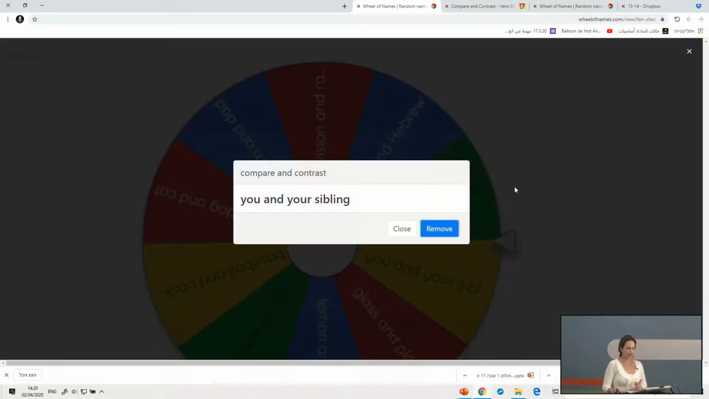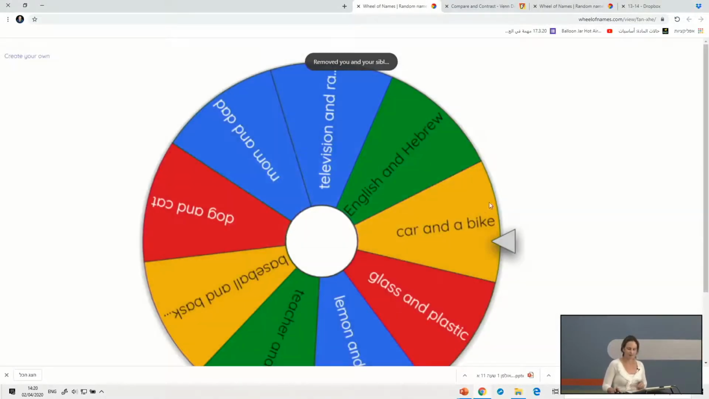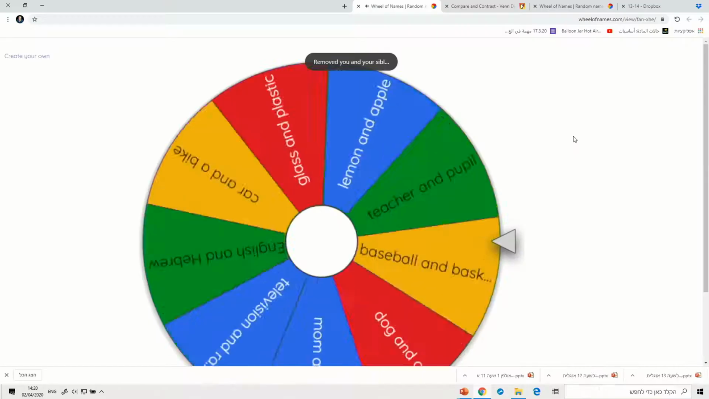So I think we have the option here to remove something. So I'm going to remove you and your sibling because this is already the third time that we got that topic. So I removed it, and now we're going to spin again. And hopefully we'll get something else.